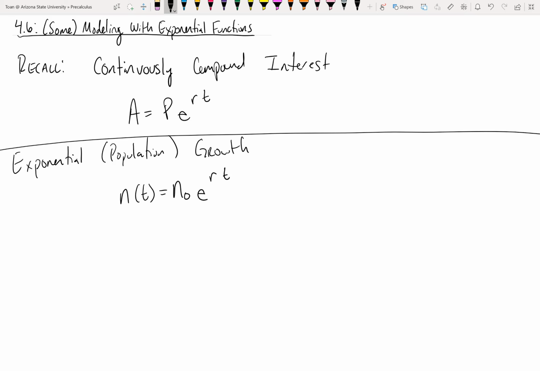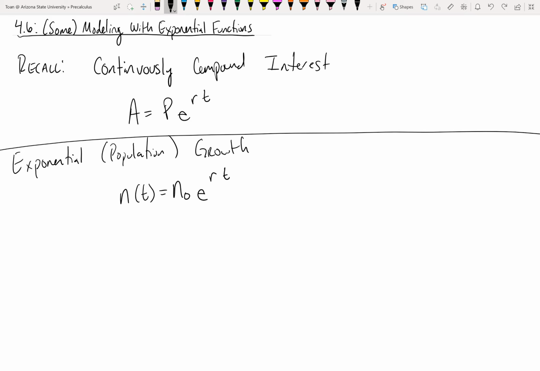Now, isn't this basically the same formula? The final amount, the final number, equals the principal, the initial amount, the initial number, times E raised to some rate times time. So it really is the same formula, guys. It's just you change the letters depending on the context of your story or of your problem.